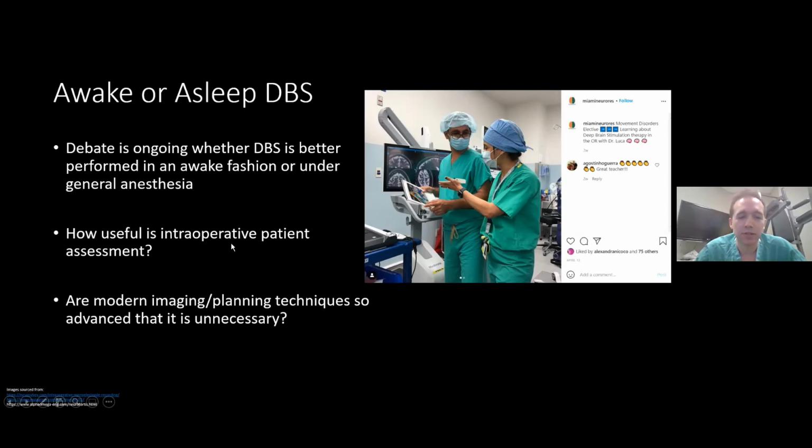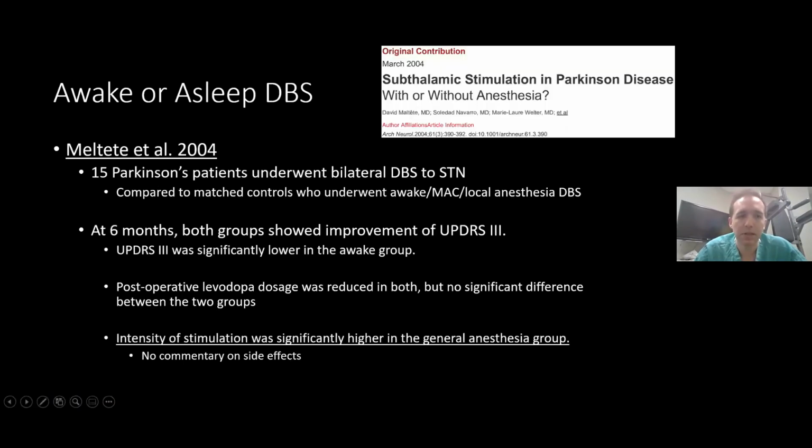So how useful is it? Is it even useful anymore, given the quality of the imaging, like I've been mentioning? Here's a study from 2004. They had 15 Parkinson's patients who underwent bilateral DBS. They compared them to matched controls they'd done previously.